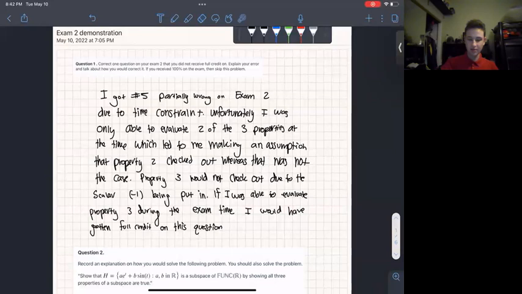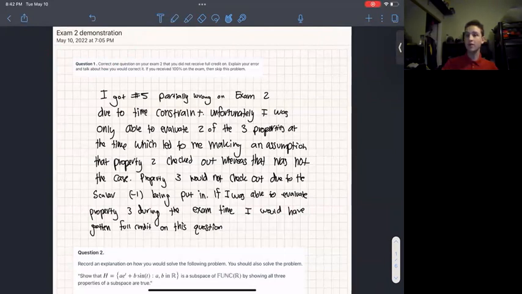So today I'm going to be doing my exam number 2 demonstration as shown right up here. For question 1, I'm supposed to correct one question on my exam that I did not receive full credit on. So I decided to do number 5, where I only got 0.7 out of 1, so I got 70% of it correct.